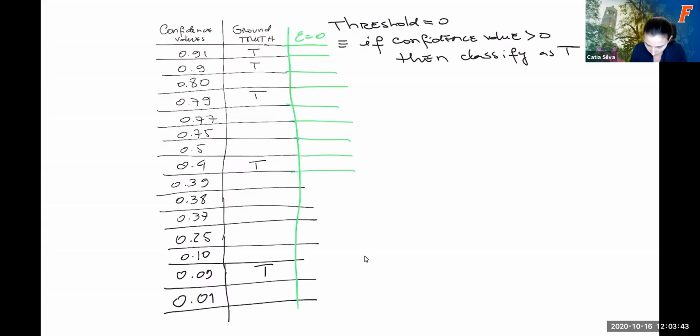And what is going to happen to all of these samples? How is the classifier going to label them? Well, if the threshold is greater than 0, all of these confidence values are greater than 0. And so we're going to classify them all as having a target. All of them will be classified as being targets.